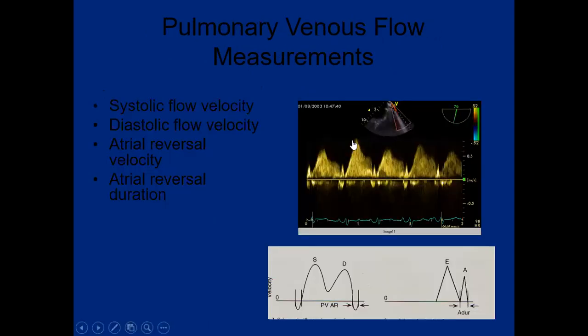If you have systolic MR, the S wave will get truncated. The S wave will become smaller, the D wave will become taller. This is pulmonic venous AR. This is the duration of AR, and this is the velocity of AR. This is the A wave duration of the mitral flow pattern. In grade 4, this duration becomes bigger than this duration. Normally, A wave duration is more than AR duration.